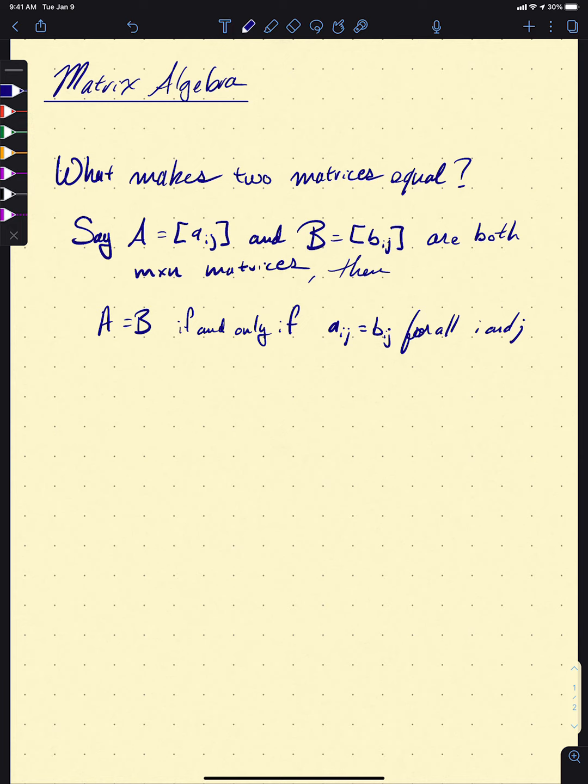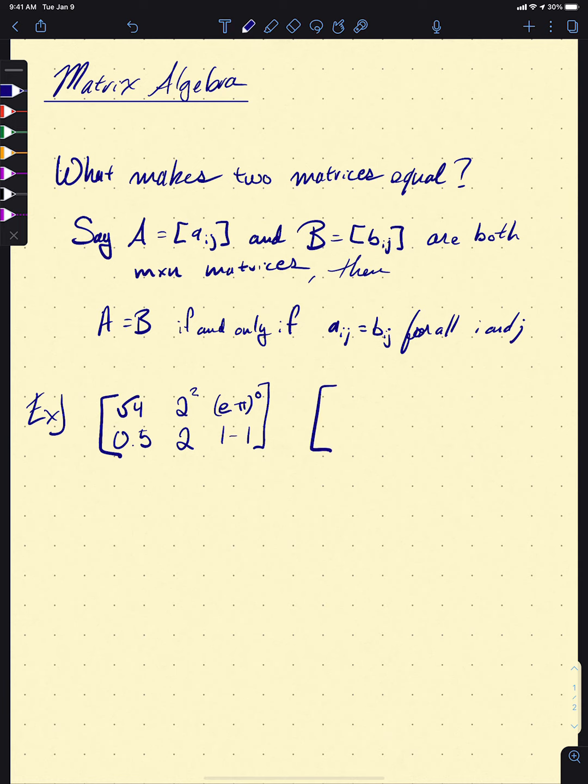And so you might have something like this. We can bring up a couple of matrices here. Let's say this one is the square root of 4, 2 squared, maybe e times pi to the 0, maybe 0.5, 2, and 1 minus 1. Here's our second matrix. Let's say it's 2, 4, 1, 1 half, 4 halves, and 0. Are these two matrices equal?